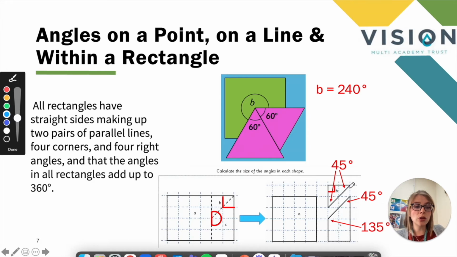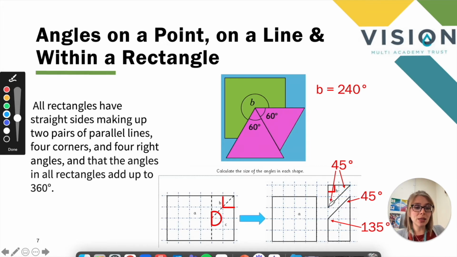So we know that those two angles are now worth 45 degrees. And we know that angles within a triangle add up to 180. So we've got 90 add 45, and the other angle therefore must be 45. So we can identify that that and that angle are 45 degrees.